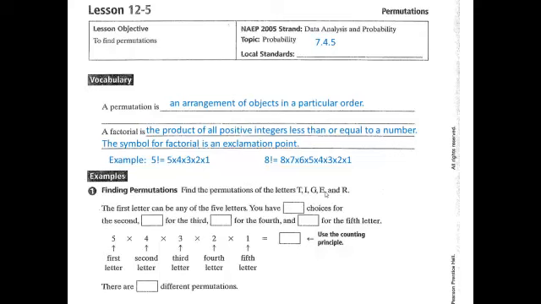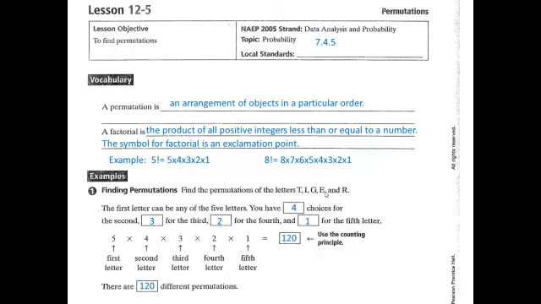Now we're going to find the permutations of the letters T, I, G, E, and R. The first letter can be any of the 5 letters. You have 4 choices for the second, 3 choices for the third, 2 choices for the fourth, and 1 choice for the 5th letter. So if we use the counting principle, we have 5 times 4 times 3 times 2 times 1, which gives us a total of 120 different combinations. So there are 120 different permutations.